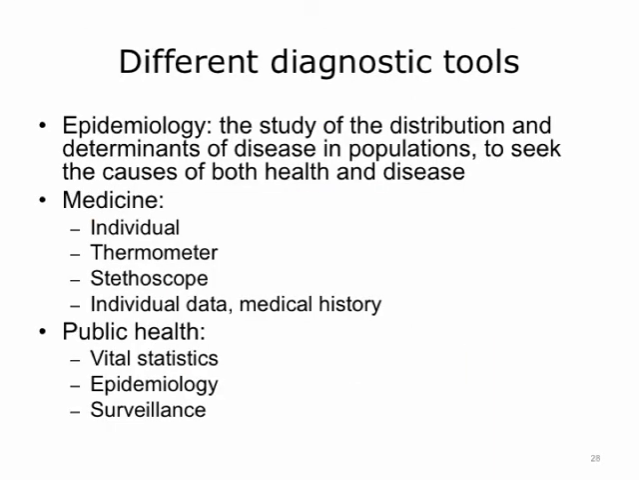Public health and medicine differ in their use of diagnostic tools. For example, typical tools of medicine include the thermometer, stethoscope, individual data, and medical history. The tools of public health include vital statistics, epidemiology, and surveillance. Epidemiology is defined as the study of the distribution and determinants of disease in populations to seek the causes of both health and disease.